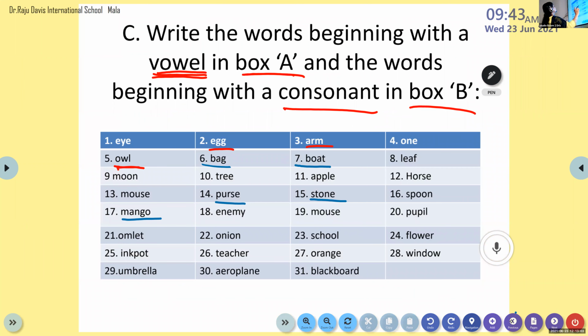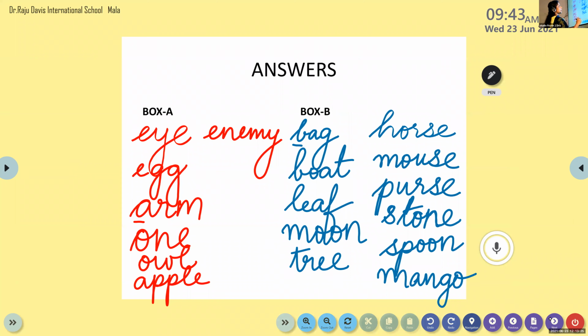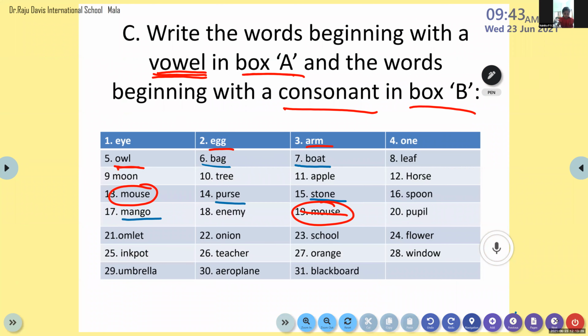I think the word mouse is repeated twice. So we'll just move on to the 20th word. Read the 20th word for me, Nainika. Pupil. Very good. So in which box we have to write, Nainika? B. Very good. So all of you please write in box B. Box B, we have to write the word pupil.